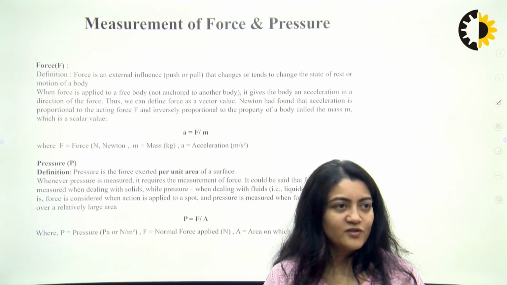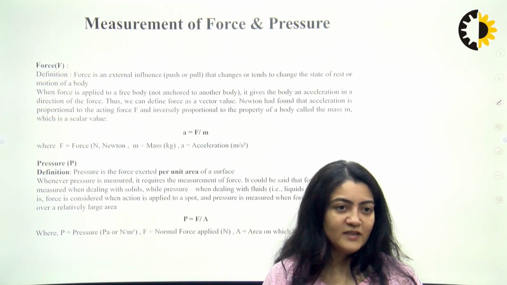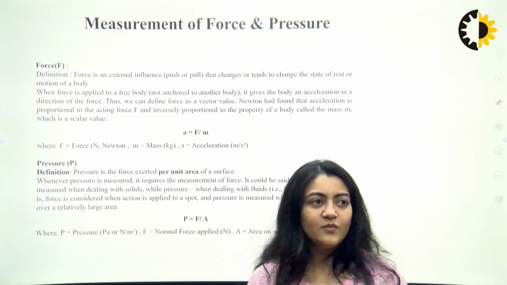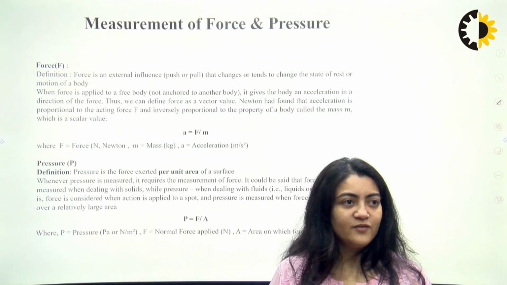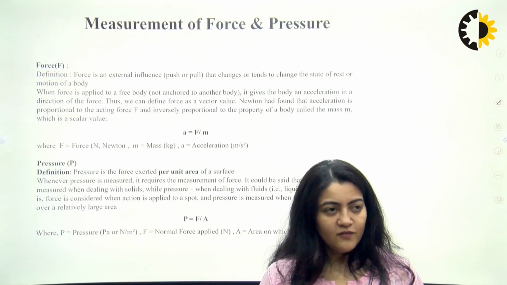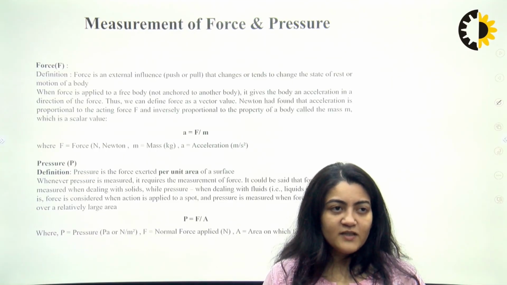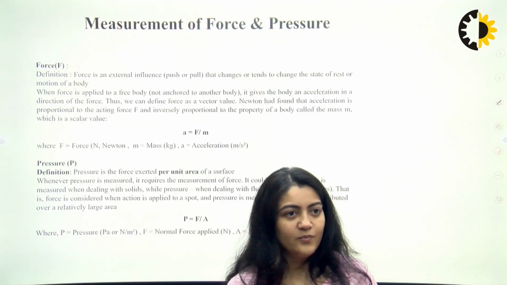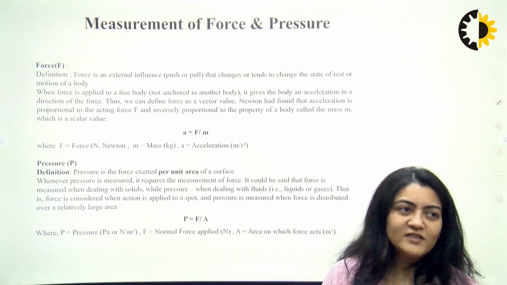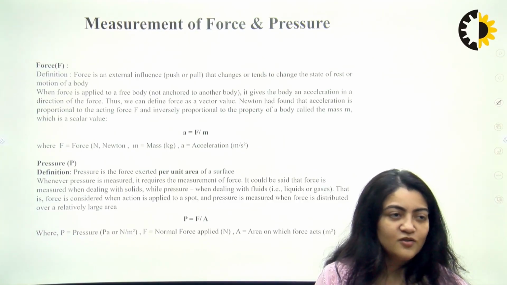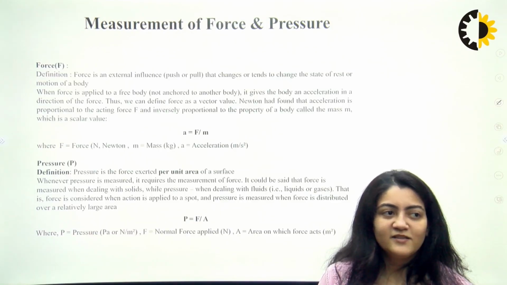Like force is an external influence, that is push and pull, that changes or tends to change the state of rest or the motion of a body. So when force is applied to a free body, it gives the body an acceleration in the direction of the force. Thus, we can define force as a vector value. Now, Newton has found that acceleration is proportional to the acting force and inversely proportional to the property of the body called mass, which is a scalar value. So acceleration is equal to force upon mass, or force is equal to mass into acceleration.